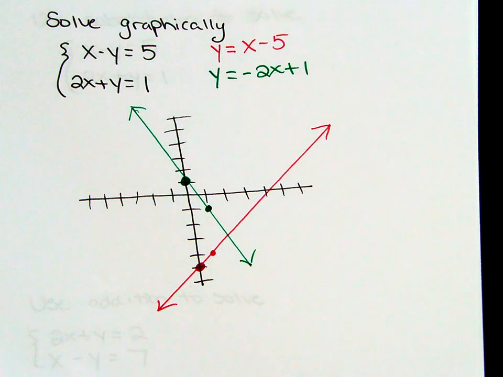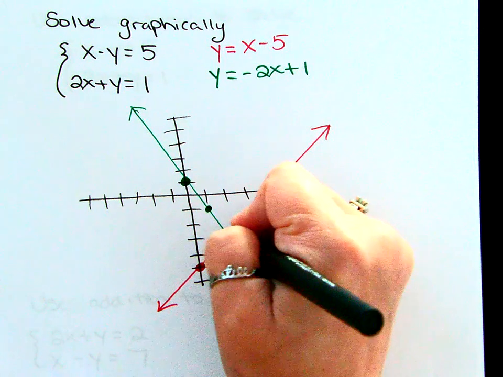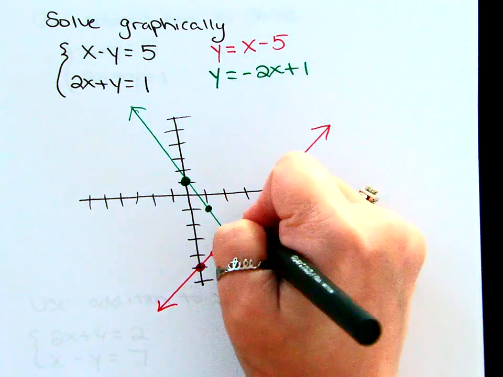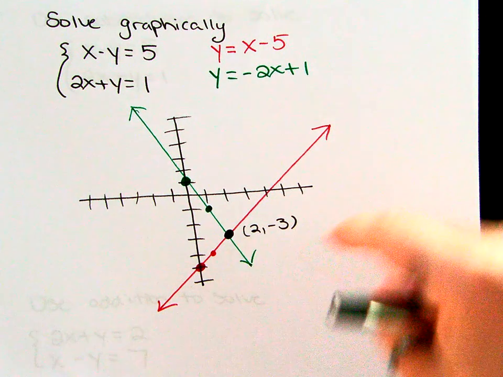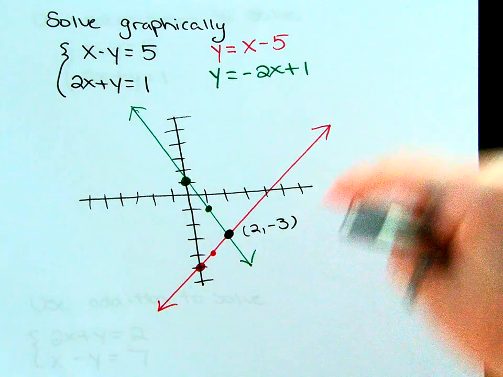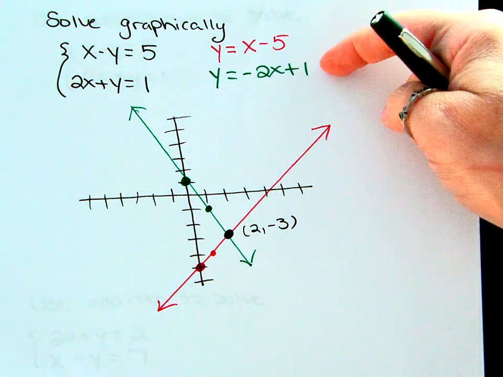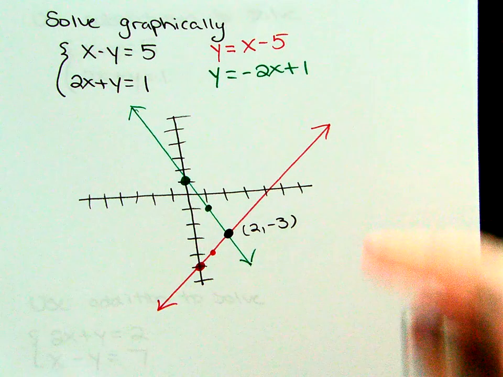So I graphed them, but that doesn't tell me anything until I look at where they intersect. Where they intersect is actually the solution to the system. And they cross right here at (2, -3). (2, -3) is the solution to the system. I could plug in (2, -3) into this top equation and I would get a true statement. I could plug in (2, -3) into the bottom equation and I would get a true statement, because this is the only ordered pair in the known universe that actually works for the system.